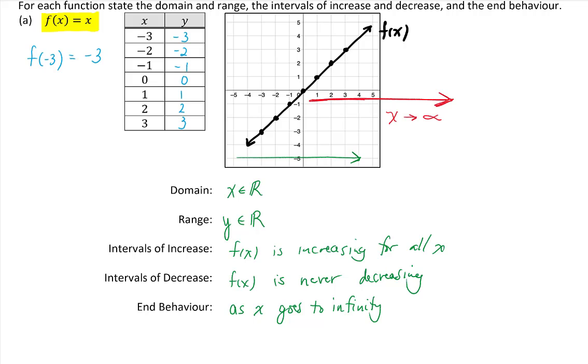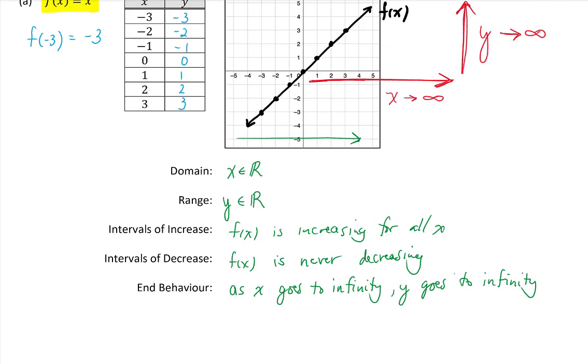So I'm going to use this symbol here with an arrow. What are the y values doing? And you notice the y values keep on getting bigger and bigger. So the y values also go to infinity. So as x goes to infinity, our end behavior tells us that y goes to infinity. So we're going to use a short form instead for the next part.